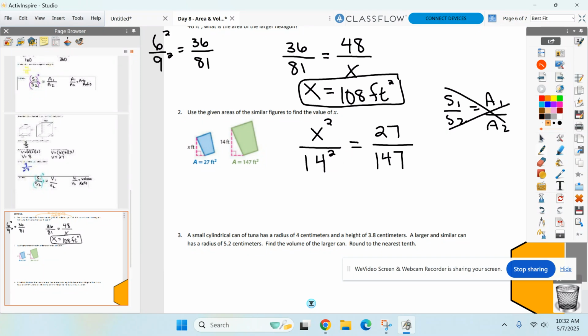Was anybody thinking take the square root of 27 and 147 and setting it equal to x over 14? You could do that too, but I'm just going by what I showed in the theorems here. Take your time. This should be a whole number. That's why there's no rounding directions, and there should be no factoring here either.